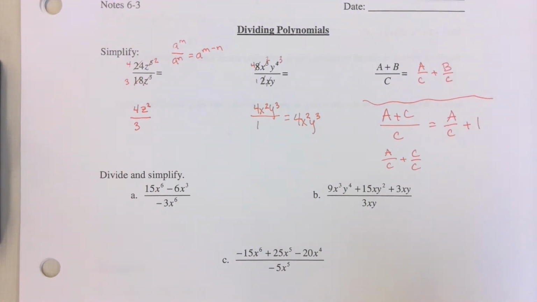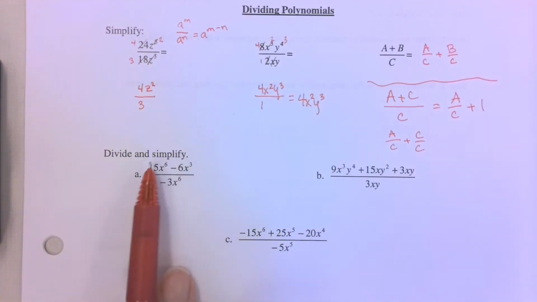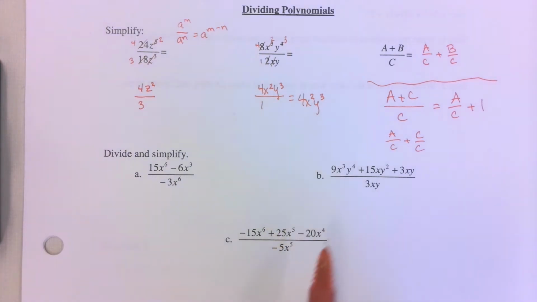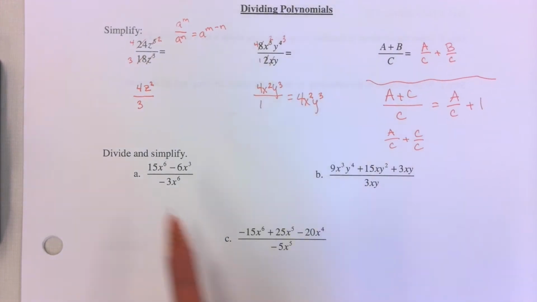All right, our next couple examples, we have more than a monomial divided by a monomial. In this one, we have a 6th degree binomial divided by a monomial. So if you notice in these examples, they are all divided by 1 term, whether it's written as a fraction or we have a division sign divided by the negative 5x to the 5th. They're all divided by 1 term.